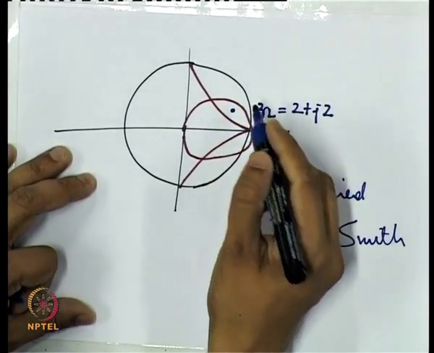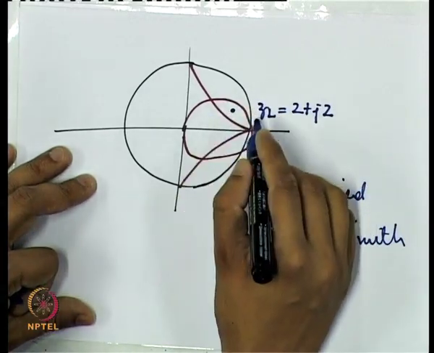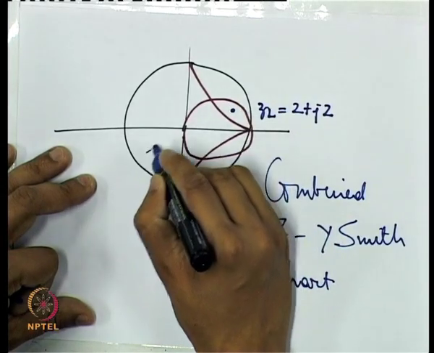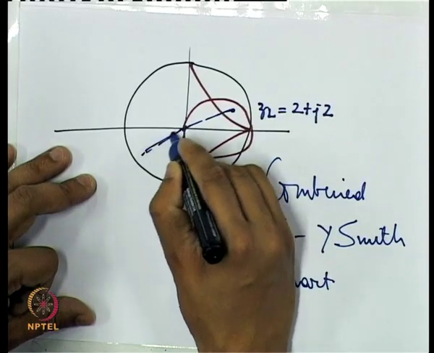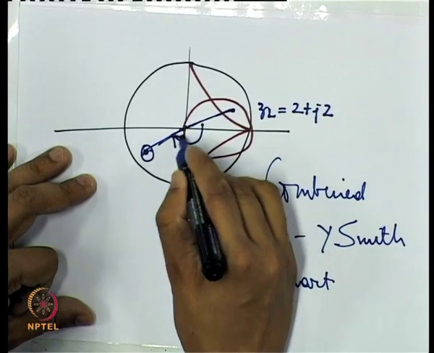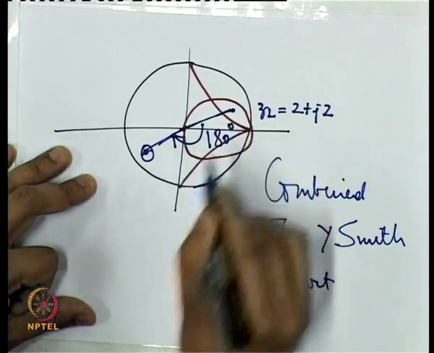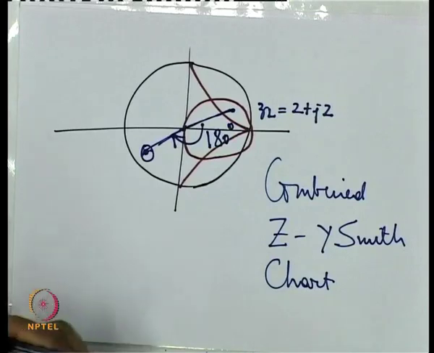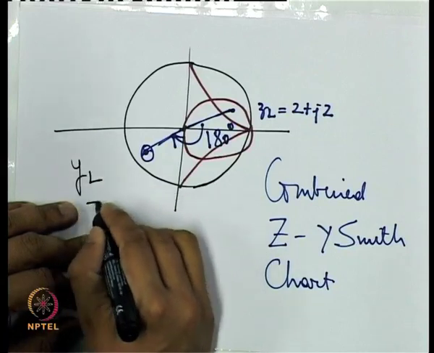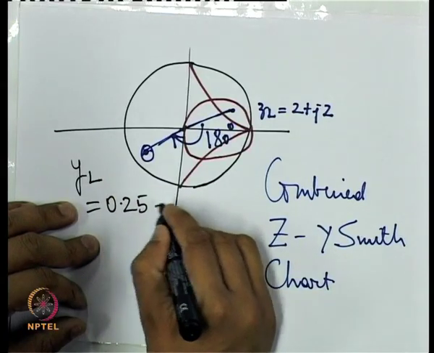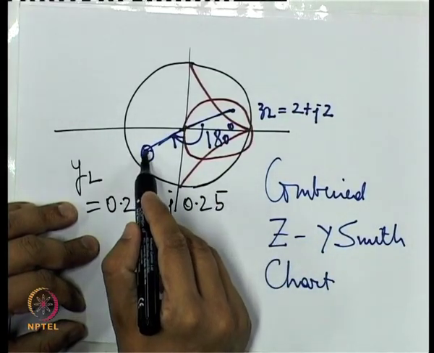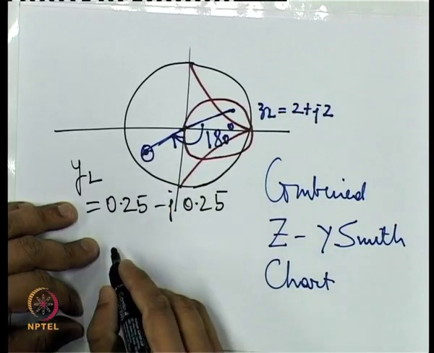Recall how to convert from the Z Smith chart to the Y Smith chart. We are in the gamma plane corresponding to the Z Smith chart. If I want to convert it to the Y Smith chart, the process, as you know, is to shift this by 180 degrees. Once you shift it, you get this point YL, and once you get YL, that means you are in the admittance Smith chart.